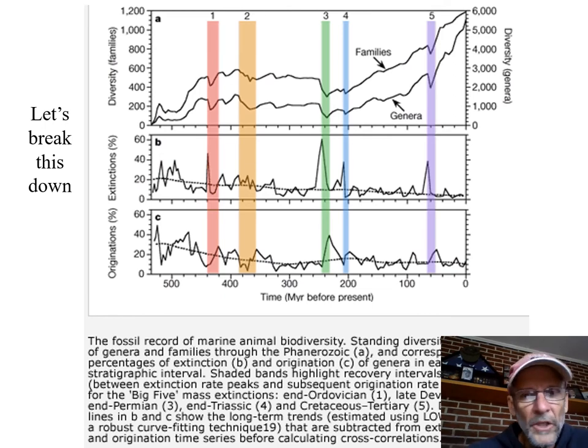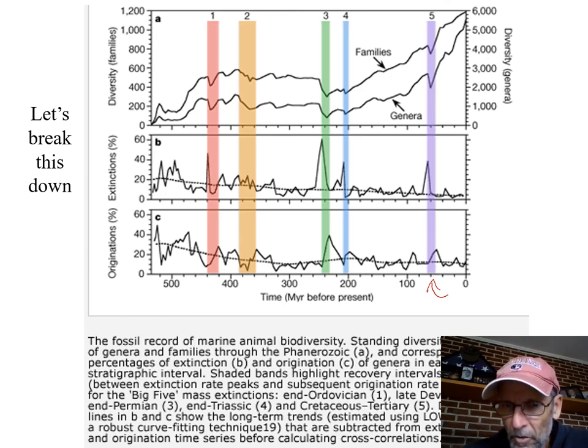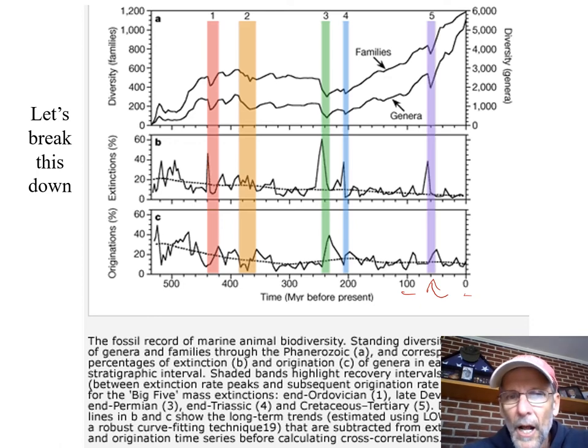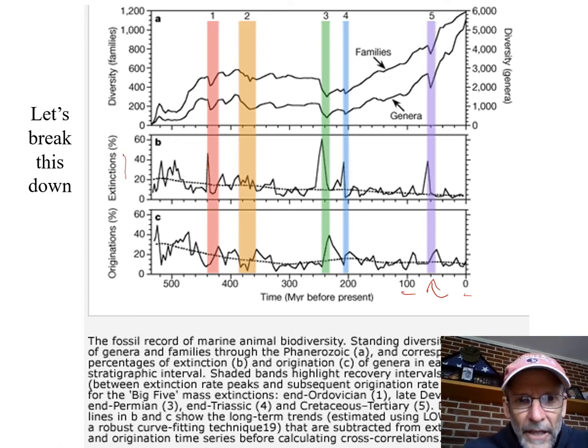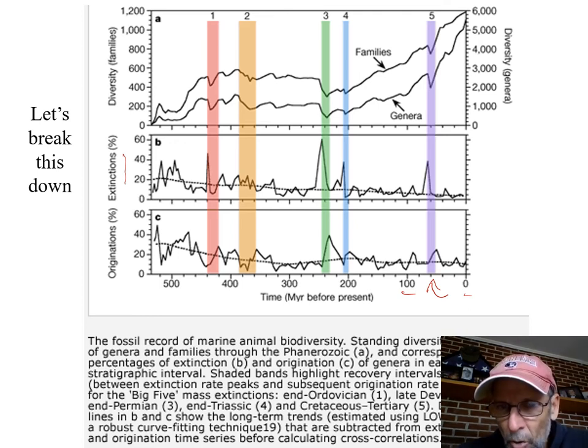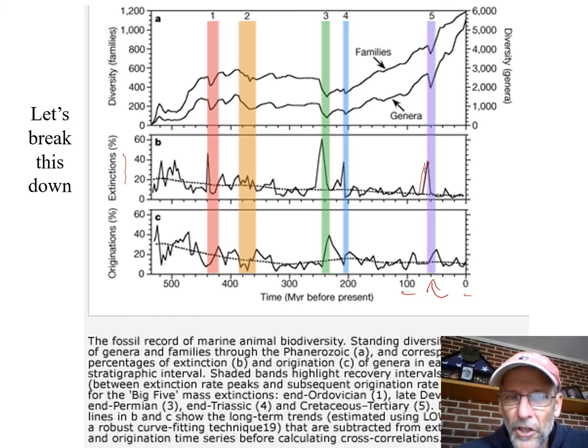So here, just one connection with the graph I wanted to make before we close the door on this. Let's look over here at the one you're most familiar with. This is when the dinosaurs became extinct, about 63 million years ago, right? Here's the present. There's 100 million years ago. It's about 63. What this graph shows, if you can see, we've got three graphs kind of superimposed on each other, is extinctions. What happened 63 million years ago? A whole lot of things became extinct, a spike in the extinction line.